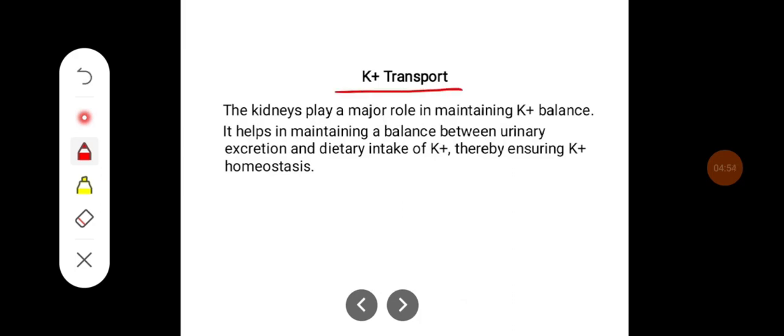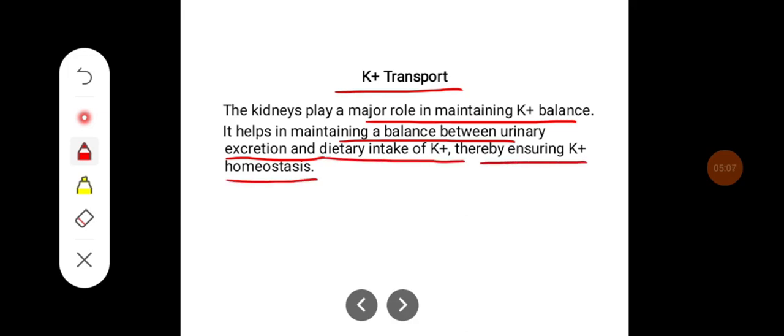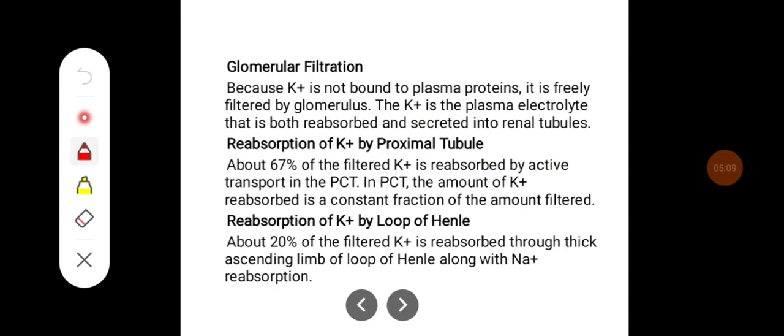Coming to potassium handling, the kidneys play a major role in maintaining potassium balance. They help maintain a balance between urinary excretion and dietary intake of potassium, thereby ensuring potassium homeostasis. Glomerular filtration: because potassium is not bound to plasma proteins, it is freely filtered by the glomerulus.